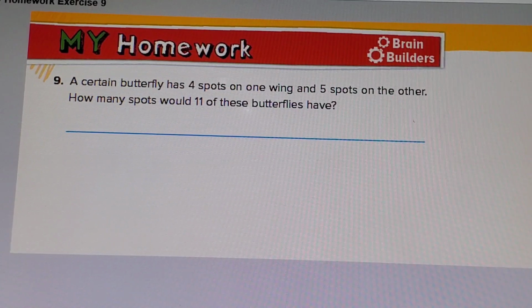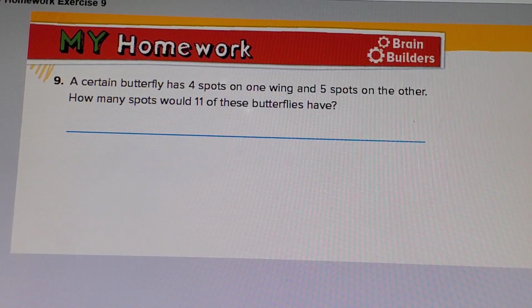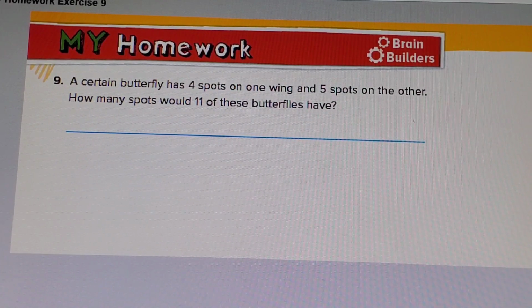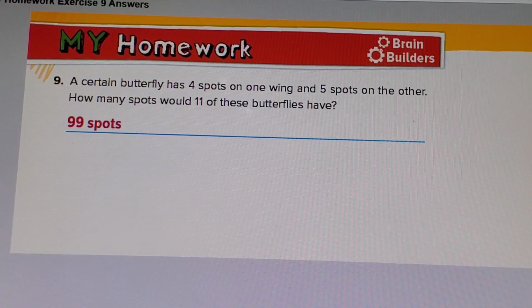My homework, Brain Builders, number 9. A certain butterfly has 4 spots on one wing and 5 spots on the other. How many spots would 11 of these butterflies have? Well, how many spots do you have altogether? 4 plus 5. So you have 9 spots times 11. 9 times 11 equals 99 spots.